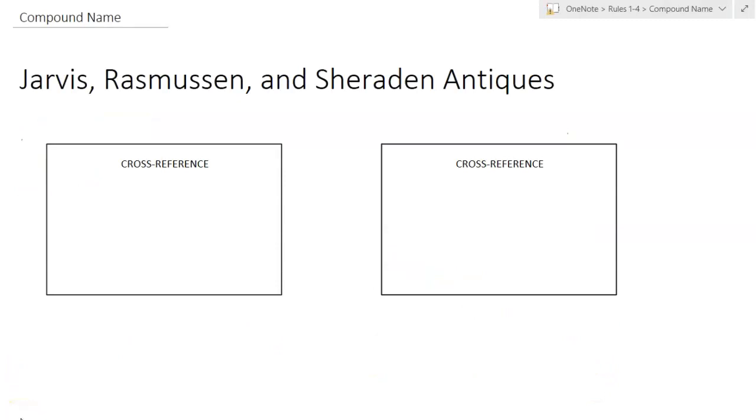Okay, sometimes for business names, you have compound names. A compound name is when a business name includes 2 or more individual last names. Here we have Jarvis, Rasmussen, and Sheridan Antiques. Our original filing segment would be Jarvis, Rasmussen, and Sheridan Antiques. That'd be 2, 3, 4, and 5.